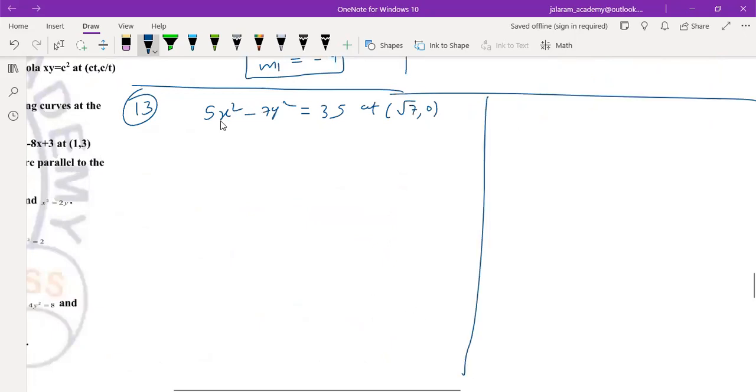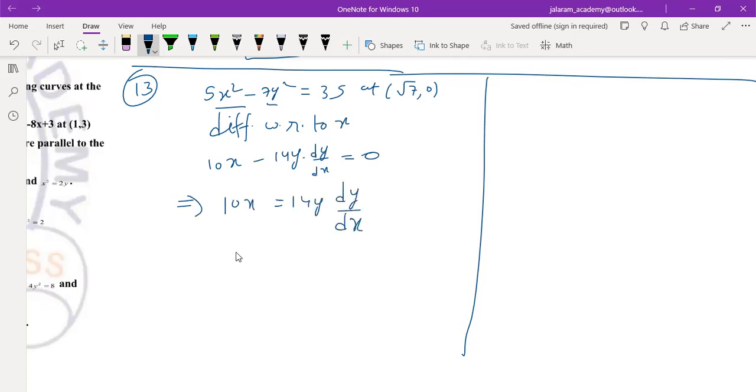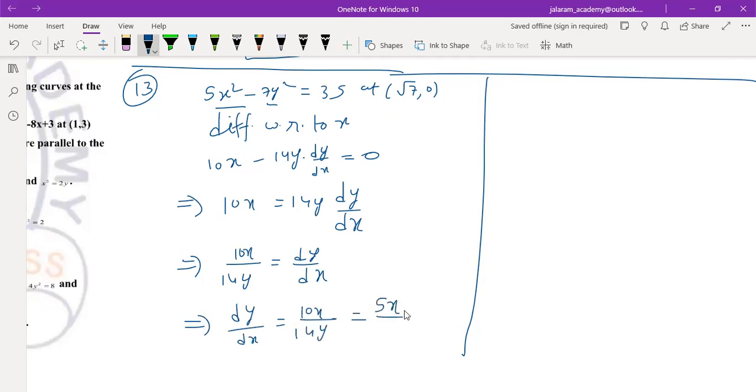So a simpler procedure will be followed, that is differentiating both sides with respect to x. Differentiation of 5x square is 10x. Differentiation of 7y square is 14y into dy by dx. Equals differentiation of 35, which is 0. So 10x equals 14y into dy by dx. It implies dy by dx equals 10x upon 14y, that is 5x upon 7y.